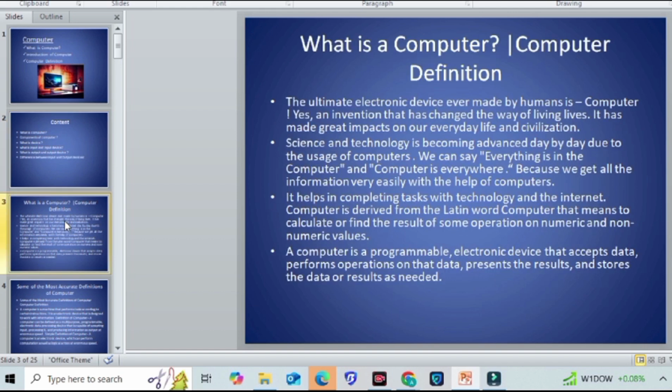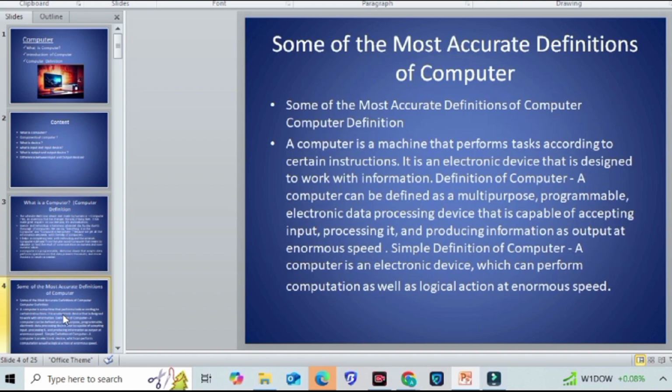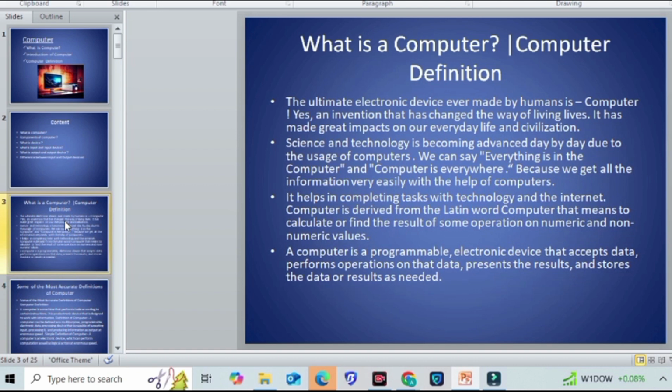What is a computer? The ultimate electronic device ever made by humans is the computer. Yes, an invention that has changed the way we live our lives. It has made great impacts on our everyday life and civilization. Science and technology is becoming advanced day by day due to the usage of computers. We can say everything is in the computer and the computer is everywhere because we get all the information very easily with the help of computers. It helps in completing tasks with technology and the internet.